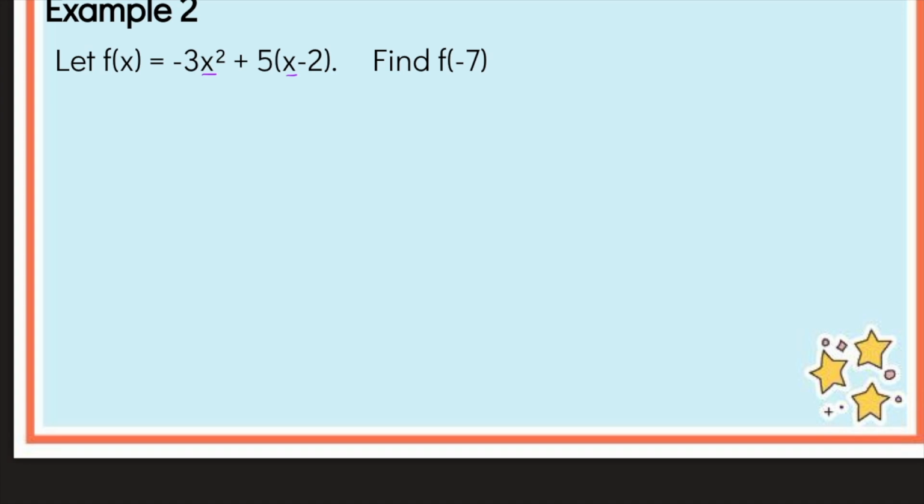Whenever we substitute, we need to make sure that we use our parentheses. So first step is we're going to write f of x. Then we're going to write negative 3. We've got to have our parentheses there for negative 7. We're going to bring down our squared, bring down our plus sign, 5 parentheses. We're going to substitute in negative 7 inside parentheses, and then we're going to subtract 2 and then close our parentheses on the other side.